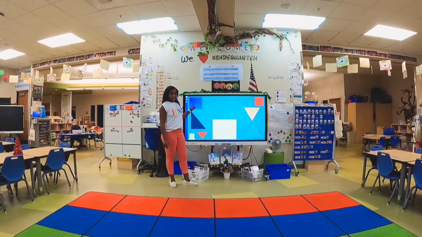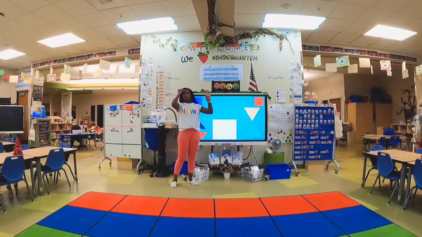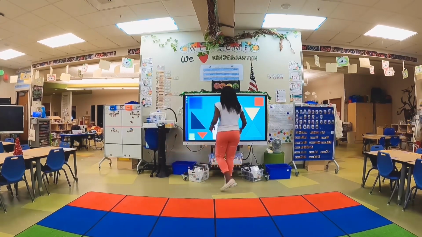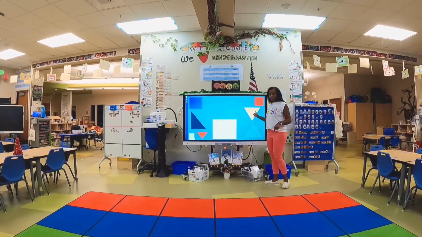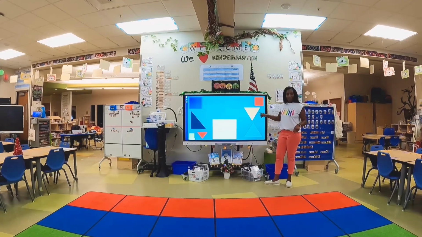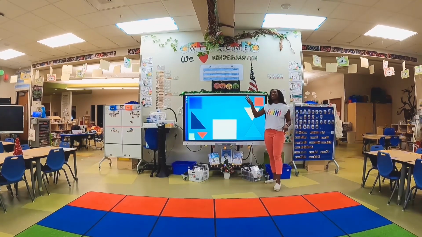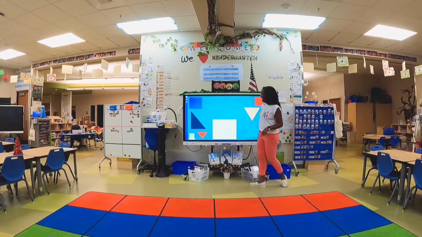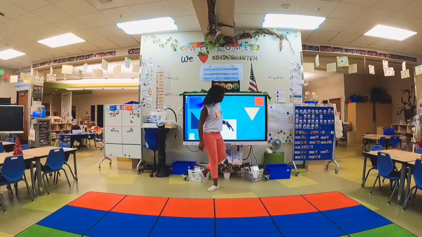What shape is this? If you have a 4, kiss your brain. Good job, friend. A square has 4 equal sides and 4 vertices. What about this shape? If you have a 3, kiss your brain. A triangle has 3 corners and 3 vertices and 3 sides.